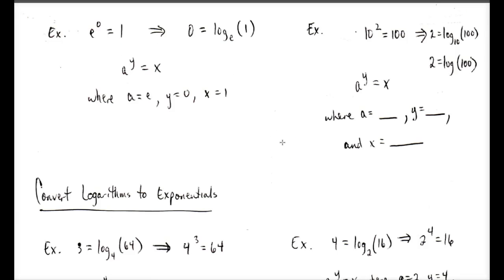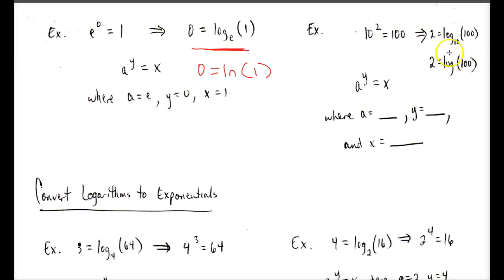Now, another example, e raised to the 0 is equal to 1. This is how it would look if we wrote it in logarithmic form. And of course, log base e, we've talked about that, is nicknamed natural logarithm of x.